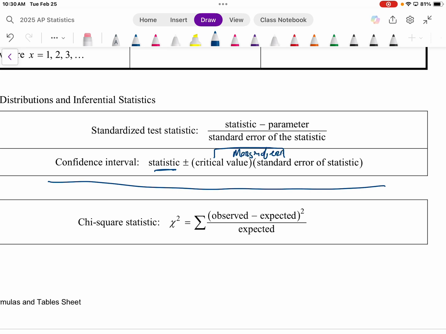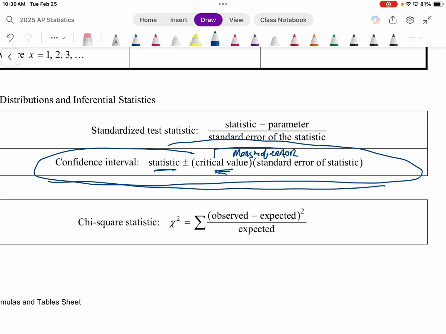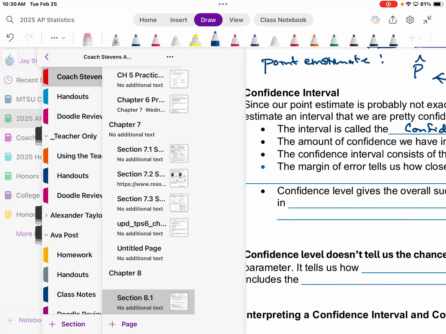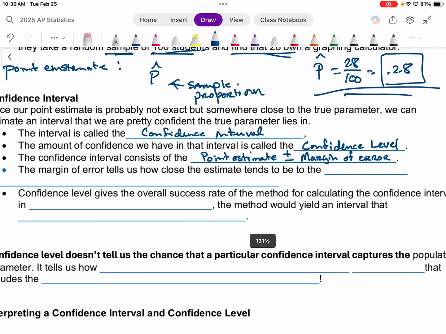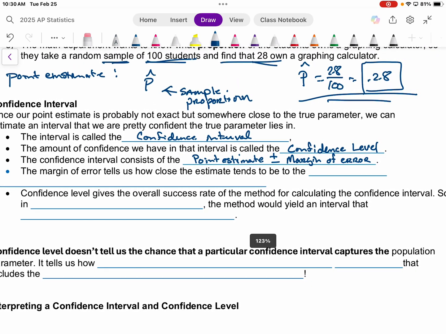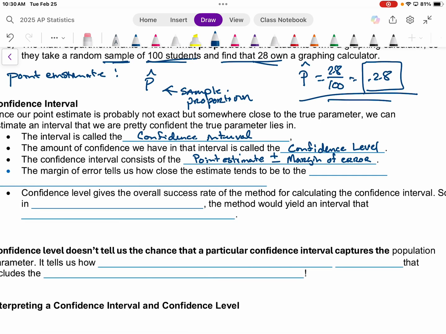We're going to talk about this more. But again, the generic format is on that guide they give us for the AP test. They may not give the symbols, so we have to know what makes up each of those parts in generic words. We'll talk about critical values in a minute and what the standard error of the statistic is, and a lot more tomorrow. The margin of error tells us how close the estimate tends to be to the parameter in repeated random sampling.